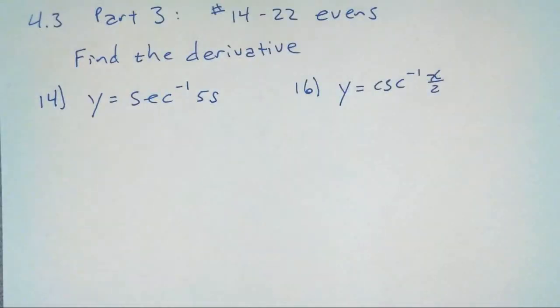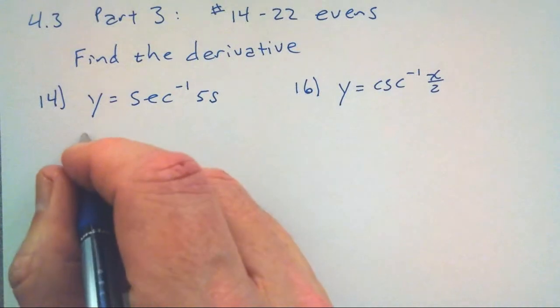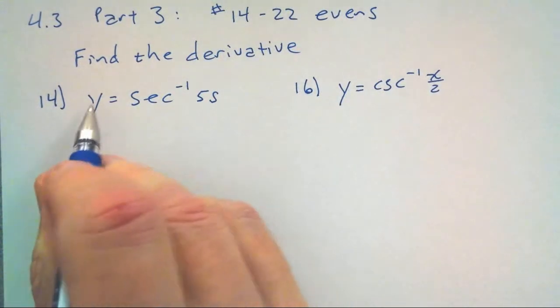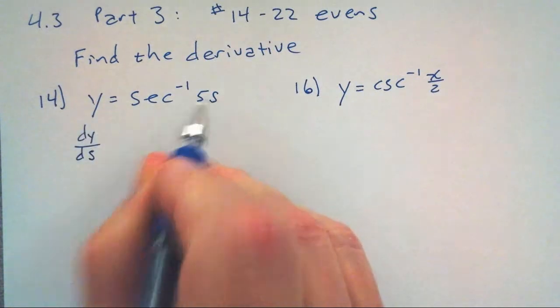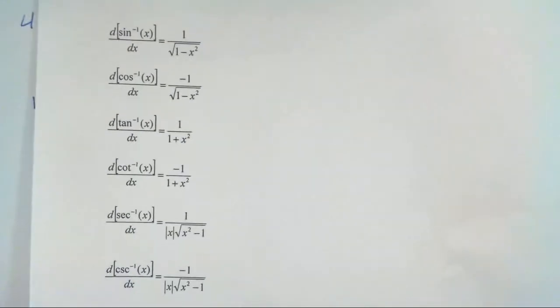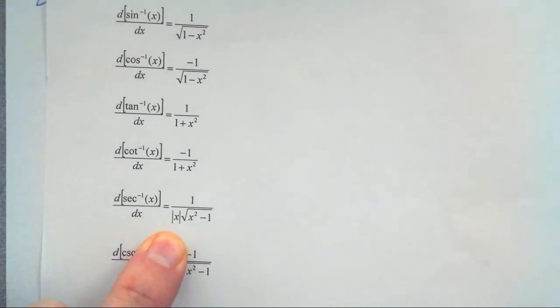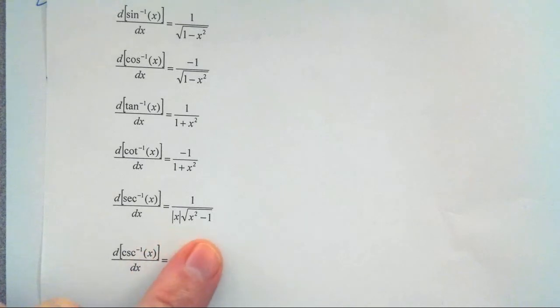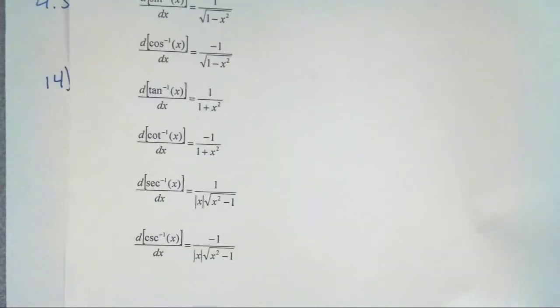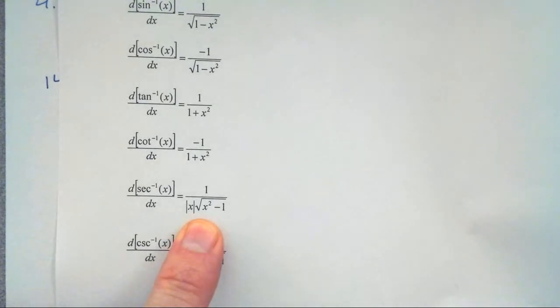So let's pick it up where we are just supposed to find the derivative. In this case, this would be dy/ds, the derivative of function y with respect to variable s. And our secant inverse derivative involves this absolute value. Otherwise, it looks a lot like sine, but the x squared and the minus 1 are switched. So a lot going on here. So this is what the derivative would be if we were taking the derivative of just plain old x.